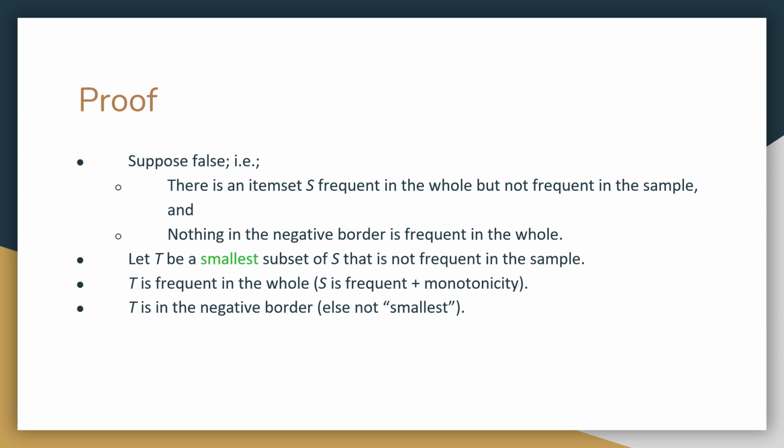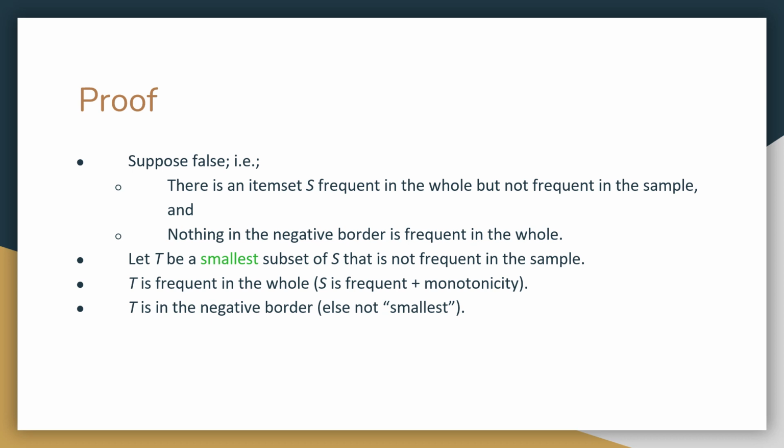So let T be one of the smallest subsets of S that is not frequent in the sample. By the principle, T could be S itself if it has no proper subsets that are not frequent in the sample. So now we only care about the subsets of T that are frequent in the sample, right? And the next step is that T is frequent in the whole. If S is frequent in the whole, then by monotonicity, each of S's subsets is frequent in the whole, and T is one of the subsets.